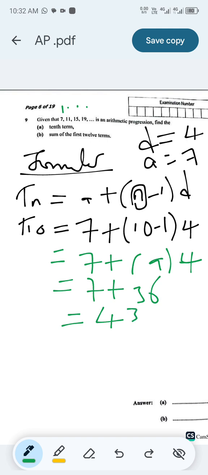It's 43. Because when you take 4 from 7, we put on 36, that becomes 40, and then we are remaining with 3. So the answer becomes 43. So what does this 43 mean? We mean to say if you continue writing 7, 11, 15, if you continue adding 4, because the common difference is 4.